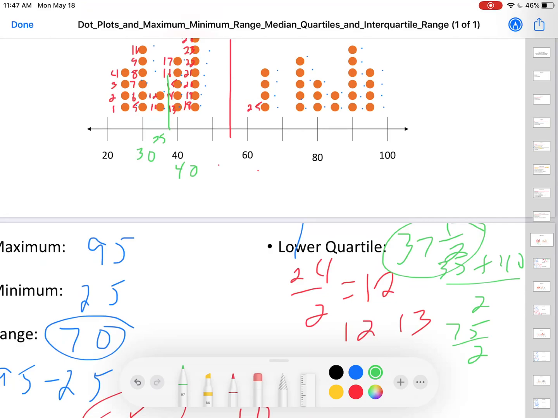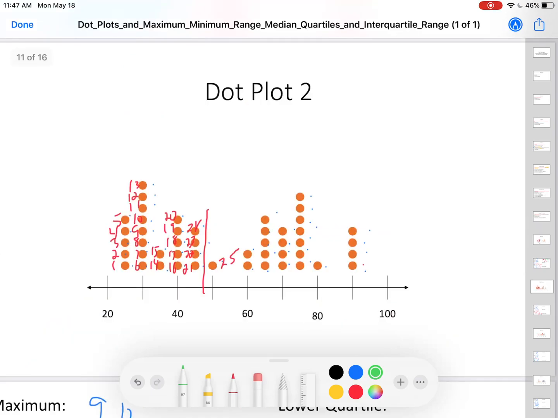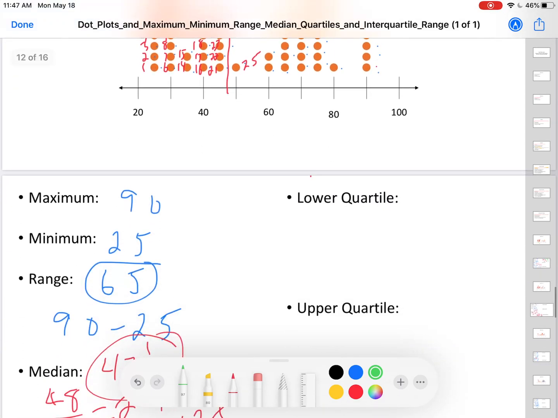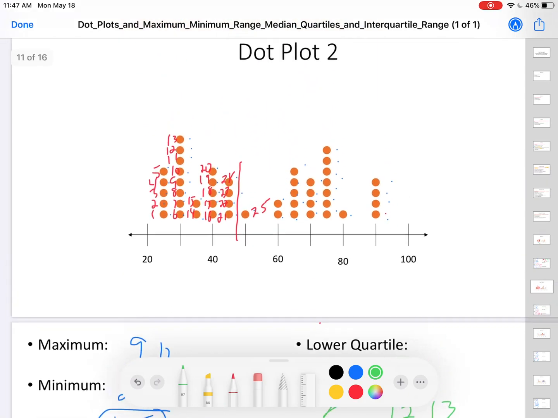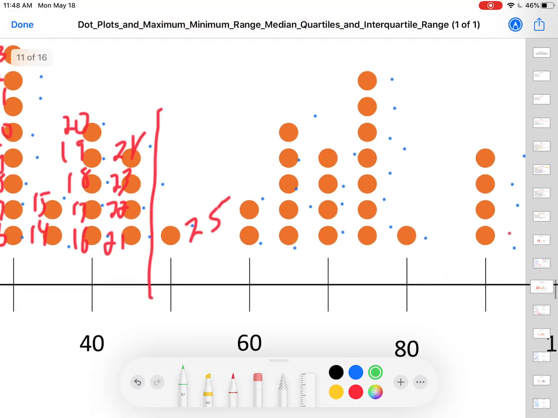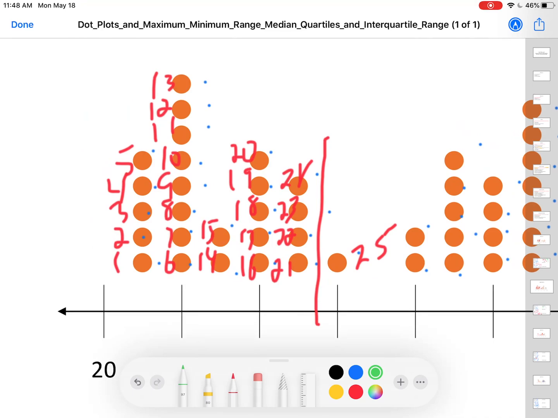Let's go to dot plot number 2. There. Okay. This again is a line. Not going to include that. That's 24 dots. That's an even number. So I'll do 24 divided by 2 is 12. I want the 12th and 13th dots. So 12th dot is here. 13th dot is there. I'll draw a line right between them.